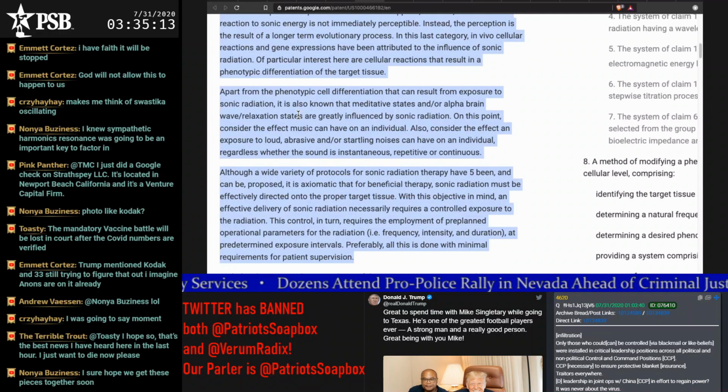Sound waves, which microwaves can induce in the body, and they use it in the medical field today. You can look it up. Maybe we will. We have time. There's only one more highlighted paragraph to go.